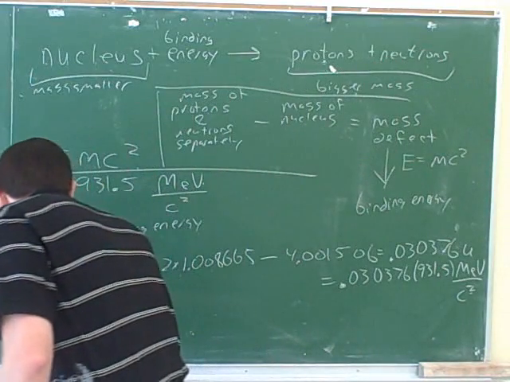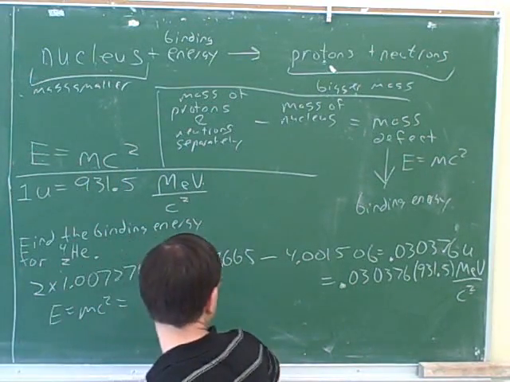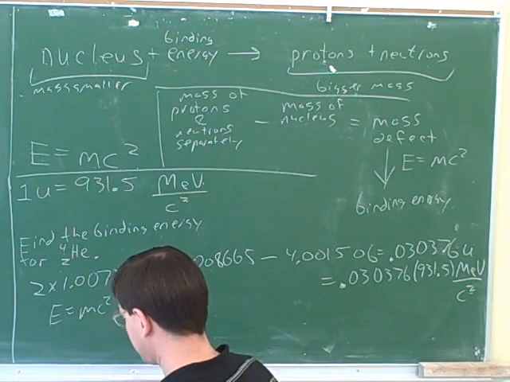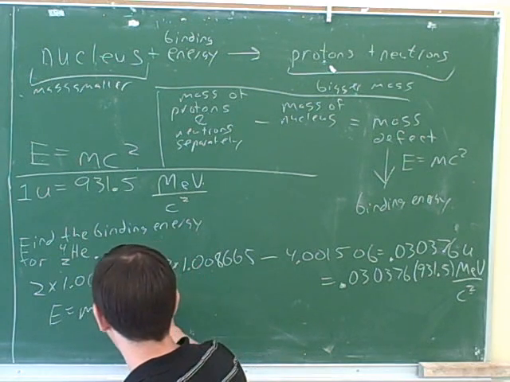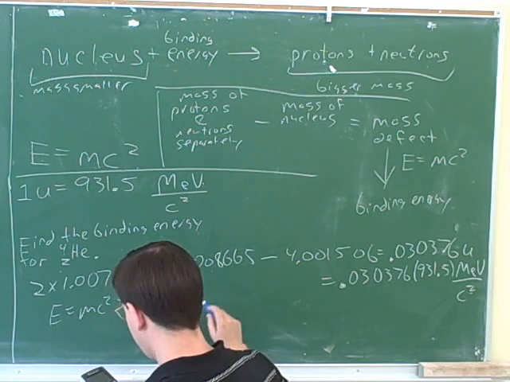And now we can plug into E equals mc squared. What should we plug in for m? Well, I multiplied it out. Oh, you already did the calculation? Okay. 28.295244.